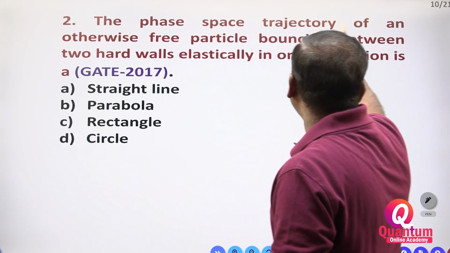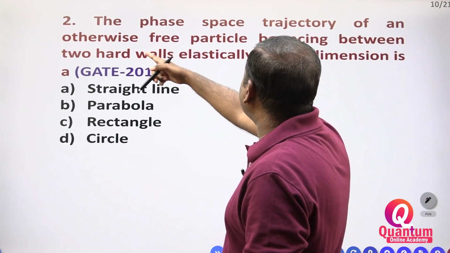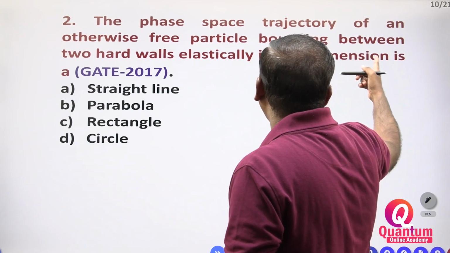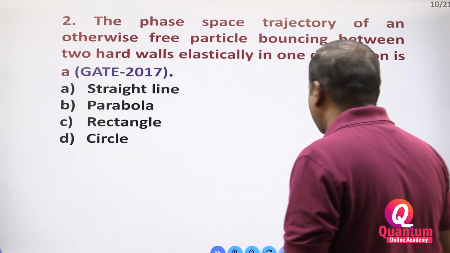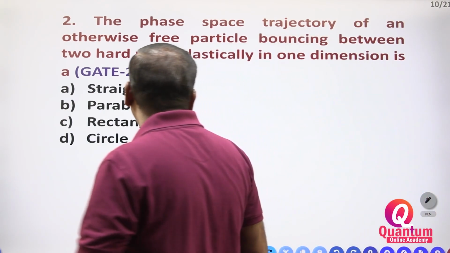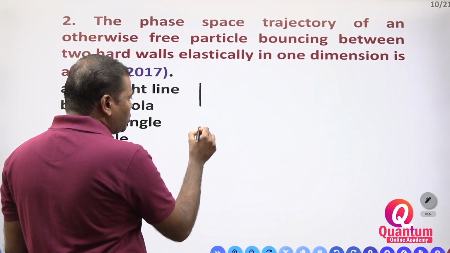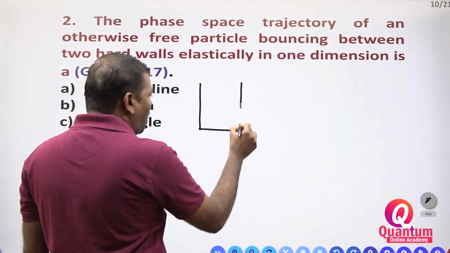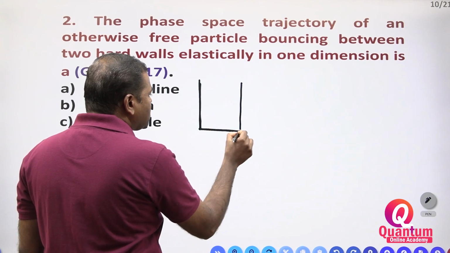The phase space trajectory of an otherwise free particle bouncing between two hard walls. Once you have to see, first you understand the question. Two walls are there, these are the walls.